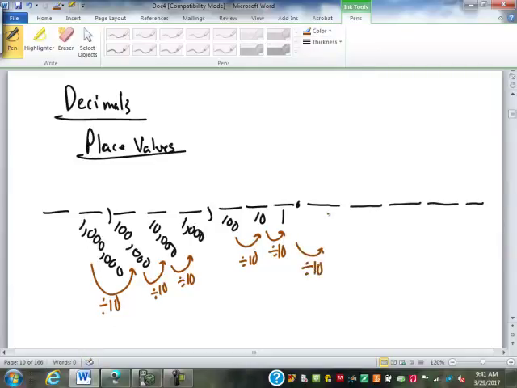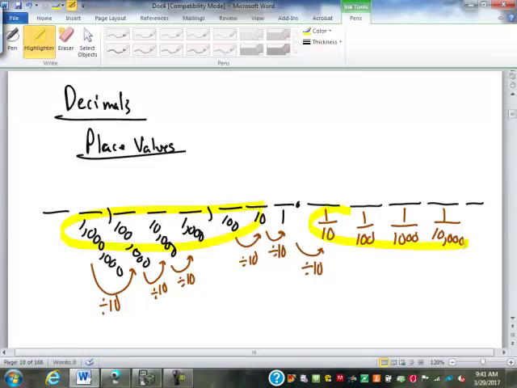Well, 1 divided by 10 is 1/10. Dividing by 10 again is 1/100th. Dividing by 10 again is 1/1000th. And 1/10,000th. And so on. You can see the links here between these place values and these.